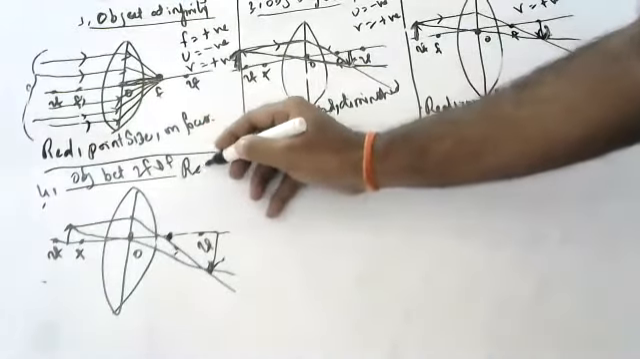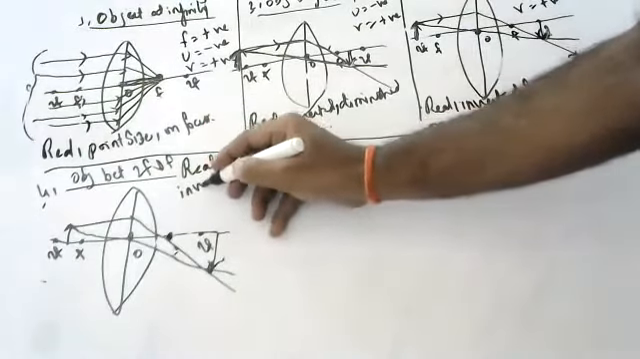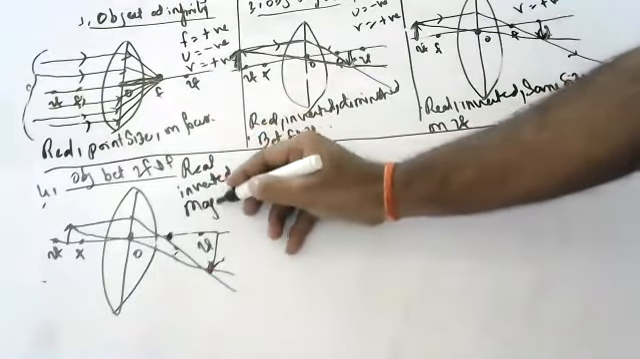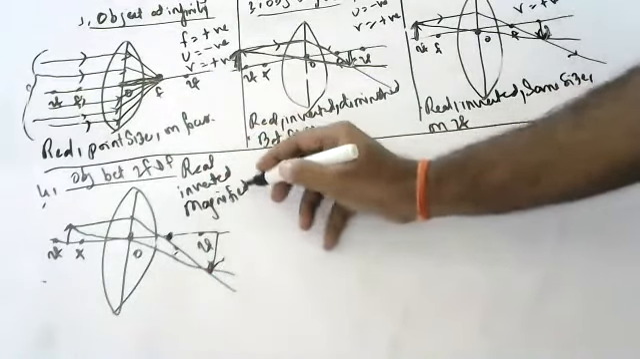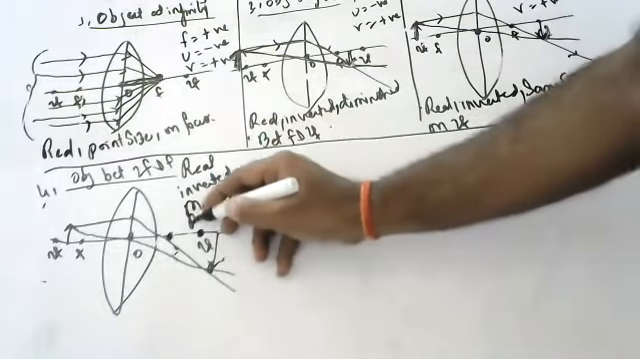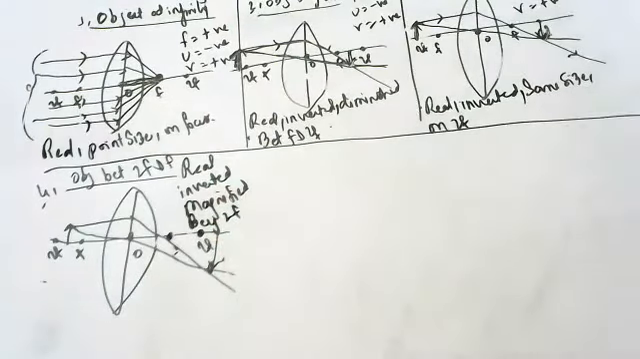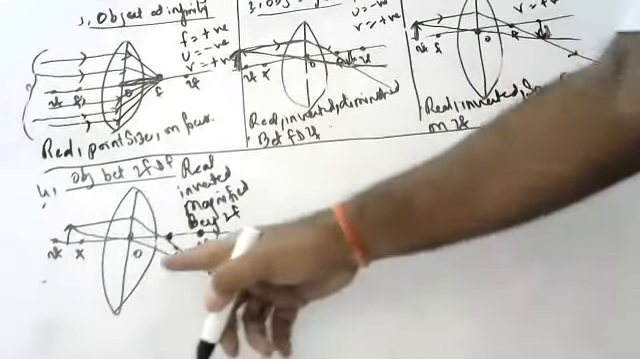Children, real, inverted. Why inverted? This is below our principal axis. Magnified, and you are getting the image beyond 2f, real, inverted, magnified. The image is beyond 2f. And what are the characters, children?